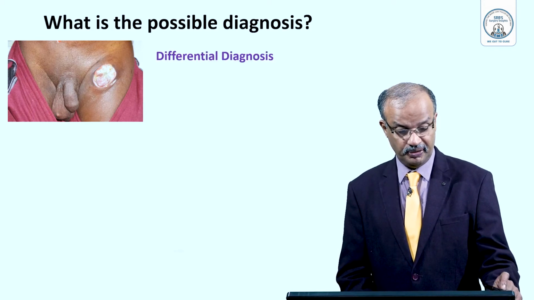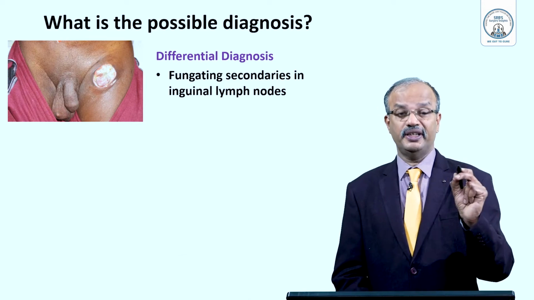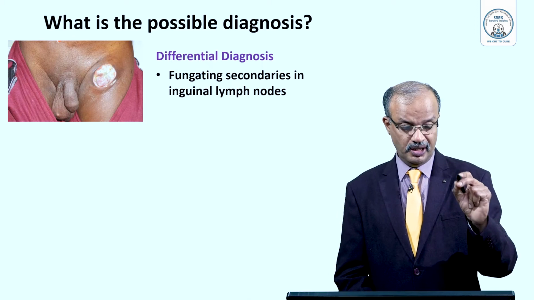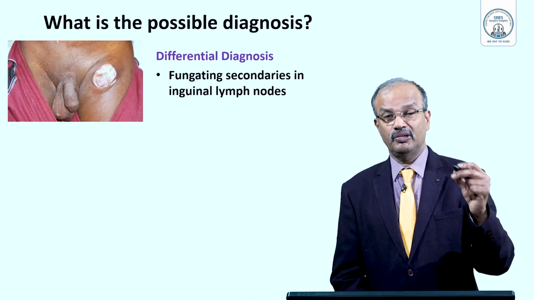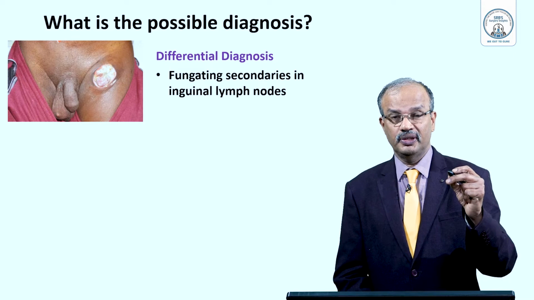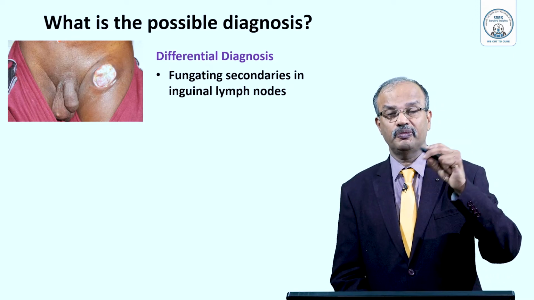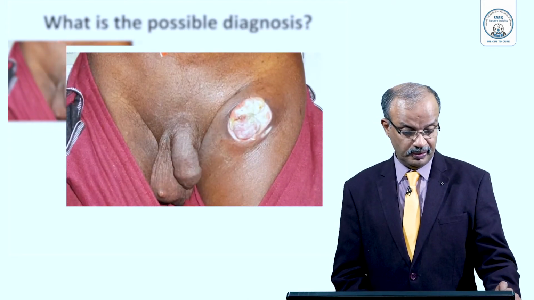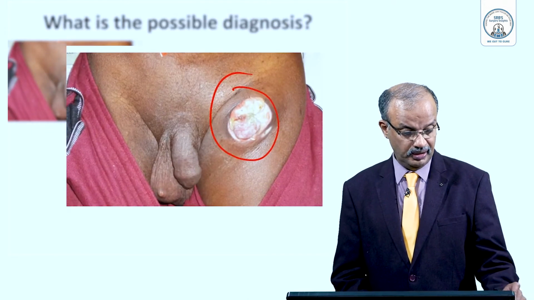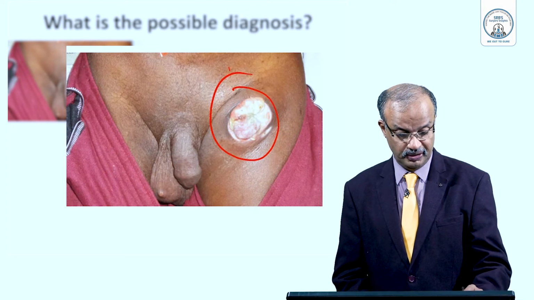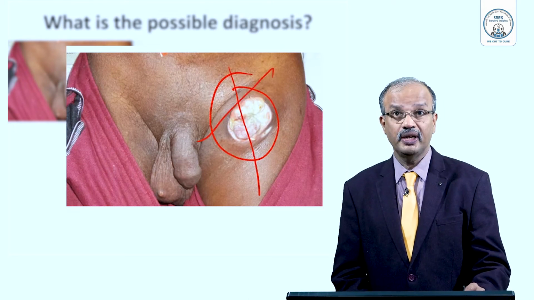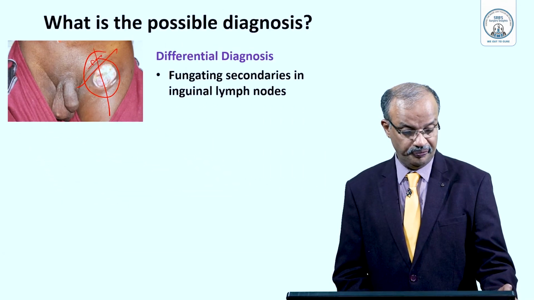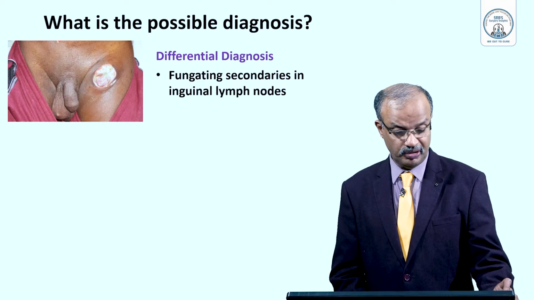Just think. The differential diagnosis is fungating secondaries in inguinal lymph nodes. So the first thing you have to see is the groin area, where the inguinal lymph nodes are. Below the inguinal ligament, you can see the inguinal lymph nodes. They are superficial and deep, and the superficial ones are vertical and horizontal. This is the horizontal group, this is the vertical, and here is the horizontal group. This is the first thing you have to remember.